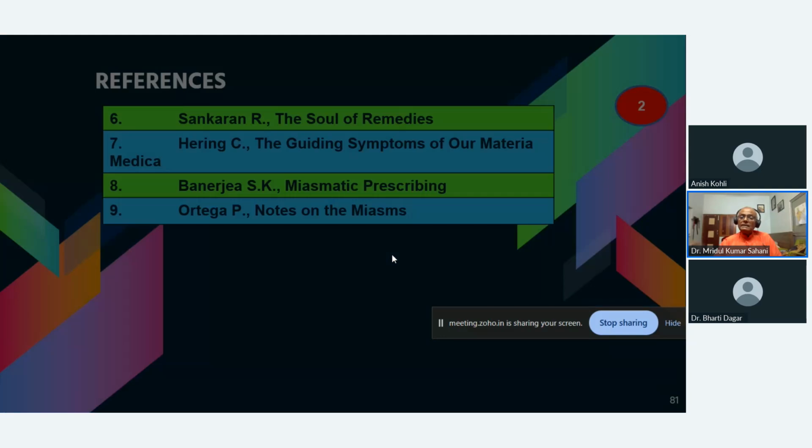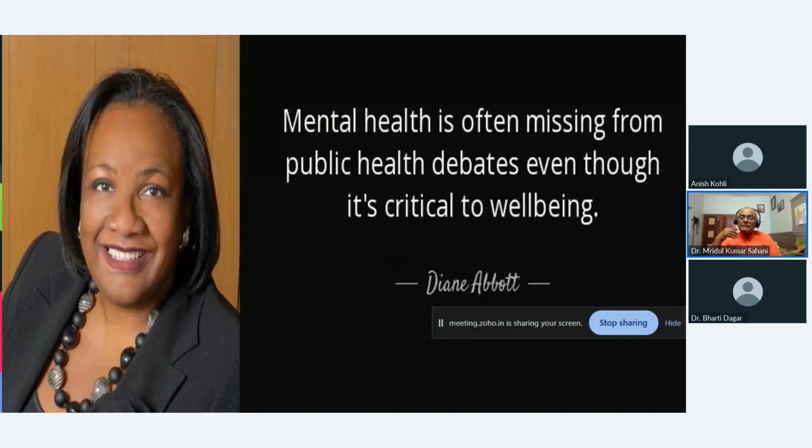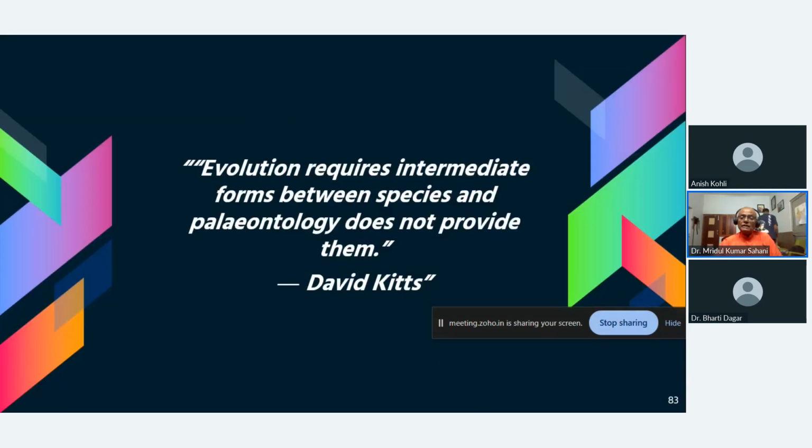So mental health is often missing from public health debate, even though it's critical well-being. So with this, evolution requires intermediate form between species and palmeotology does not provide them skits.